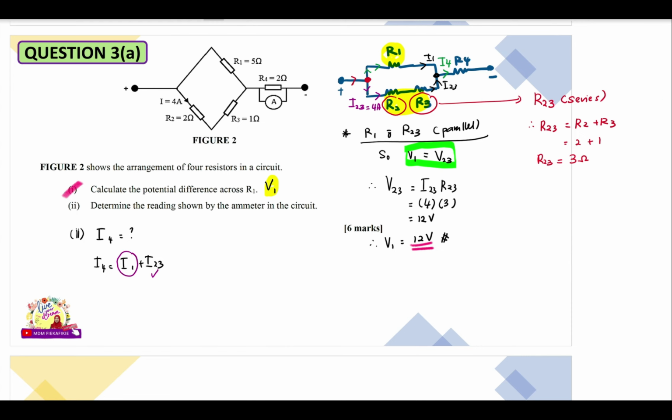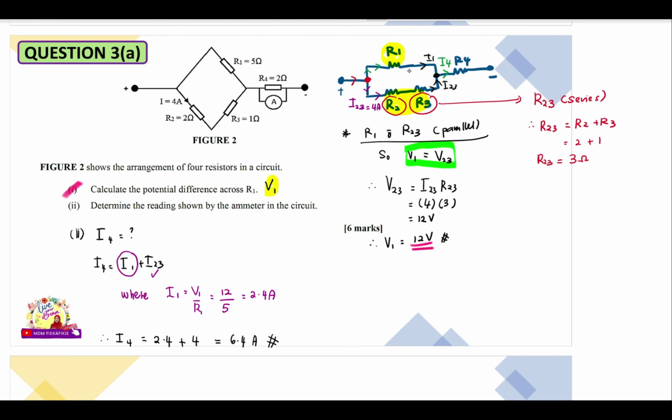So now we need to find the value of I1, where I1 is equal to V1 over R1. The voltage across R1 we calculated earlier is 12, and R1 is equal to 5, which means the current I1 that passes through resistor 1 is equal to 2.4 ampere. Once we have the value of I1, therefore finally we can calculate I4. I4 is equal to I1, 2.4, plus I23, which is 4 ampere, and the answer is 6.4 ampere.